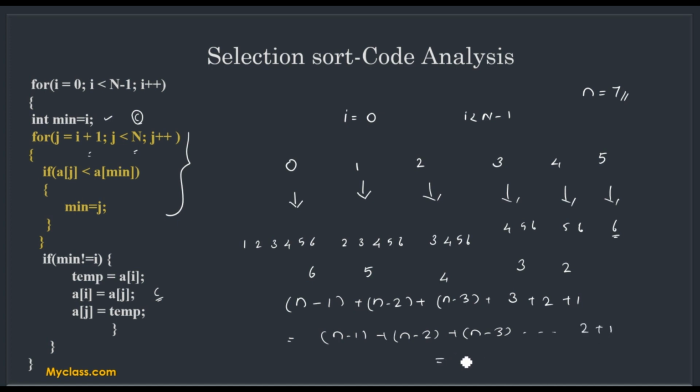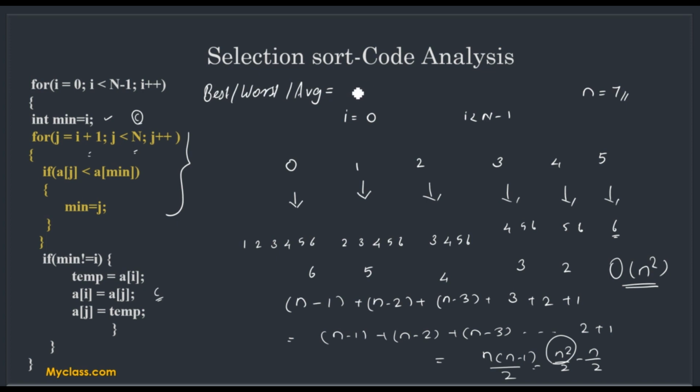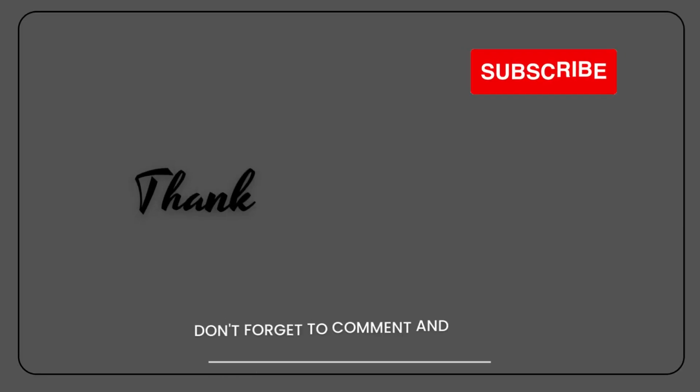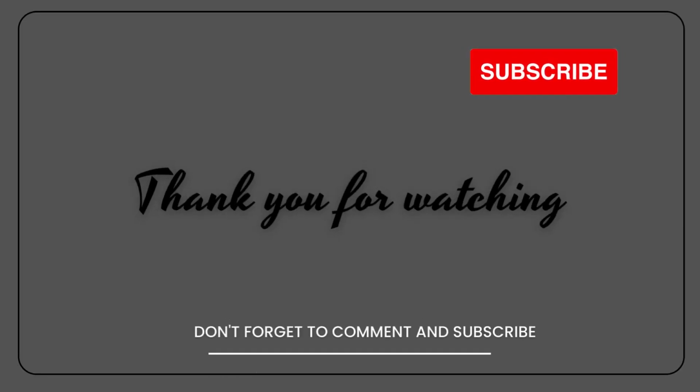So this is the summation series of natural numbers up to n minus 1. The result is n into n minus 1 by 2, that is n square by 2 minus n by 2. We are only taking the biggest term, so our complexity is order of n square. So for selection sort, the best, worst and average case time complexity is order of n square. Hope it is clear now. Thank you for watching our video.